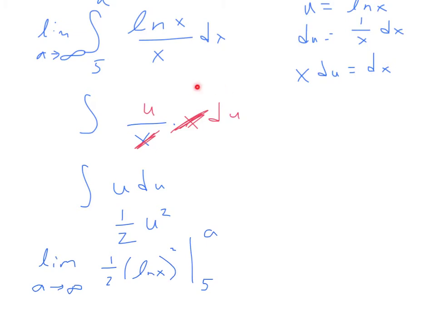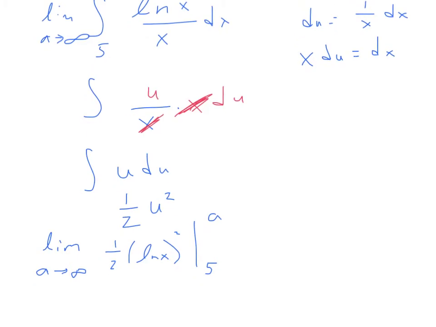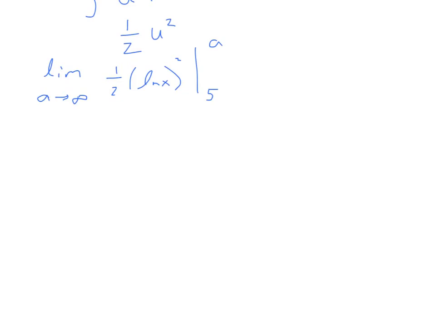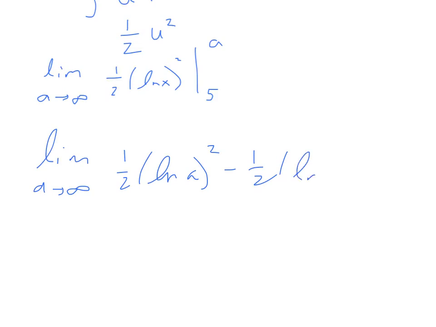And we're supposed to be taking the limit as a approaches infinity. So for this section in here, I left off the bounds because I didn't want to convert them with a limit in there. I just put my x back in, and now I'm using my old bounds, and that limit is still there. So we carry on. We have the limit as a approaches infinity of 1/2 the natural log of a squared minus 1/2 the natural log of 5 squared. And at this point, we sort of have to process what happens.